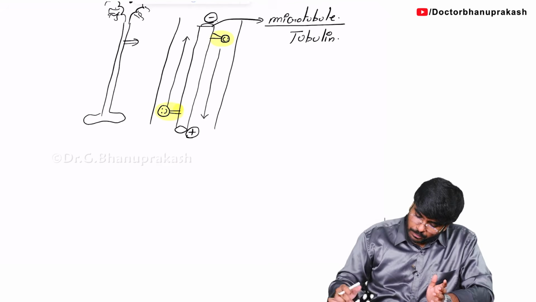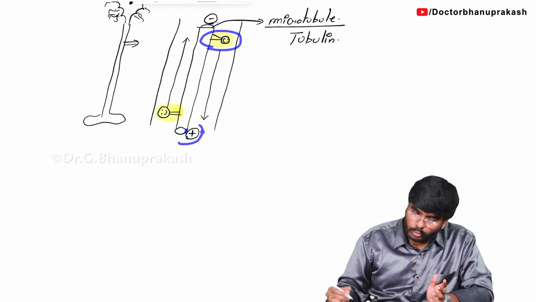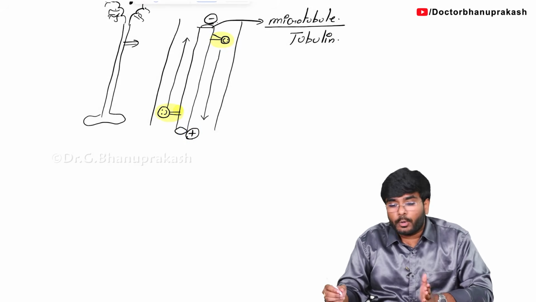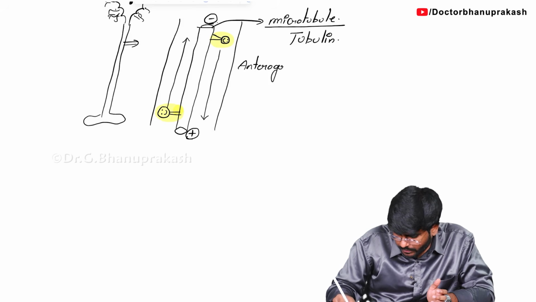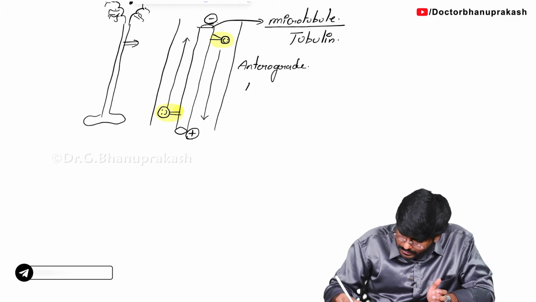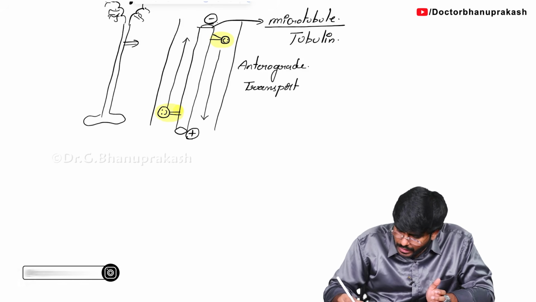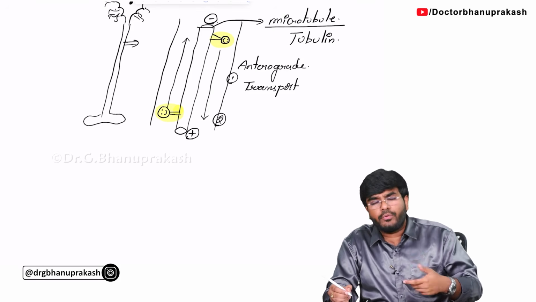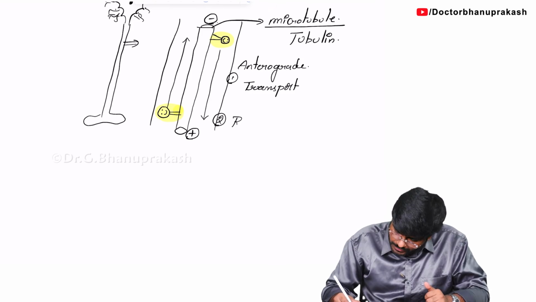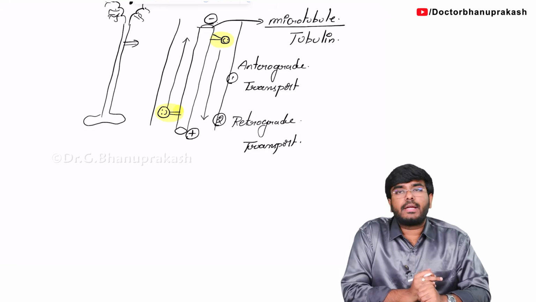Now, the protein which is going to move towards the positive end, the transport is called the anterograde transport. And the opposite movement, the protein which is moving towards the negative end, is called retrograde transport. So, anterograde transport and retrograde transport.